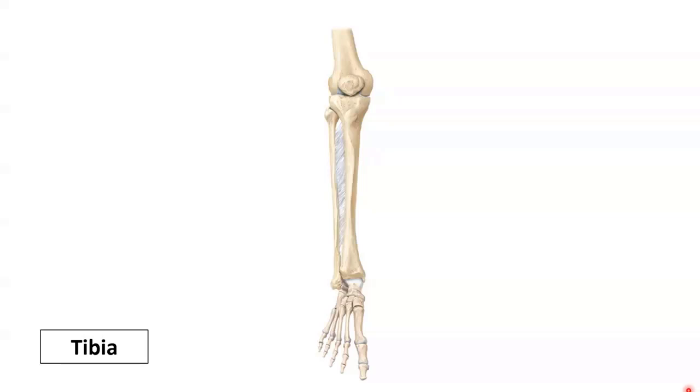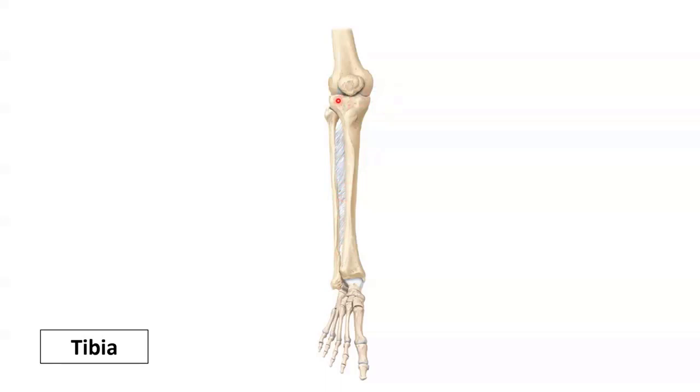the lower leg. So our tibia is this bone here. The tibia articulates proximally with the femur and also the fibula, and then distally with the talus of the ankle and again the fibula. The tibia and the fibula, which is this bone here, are connected by an interosseous membrane.